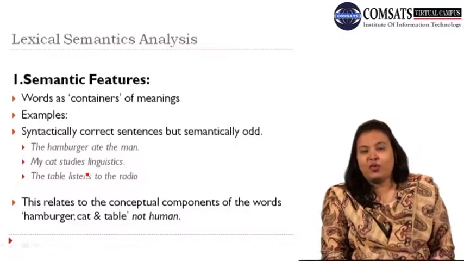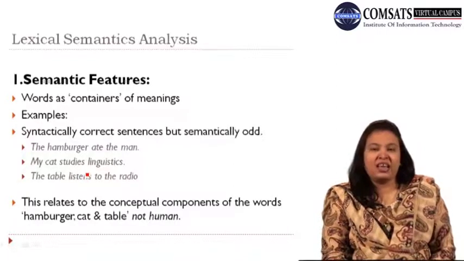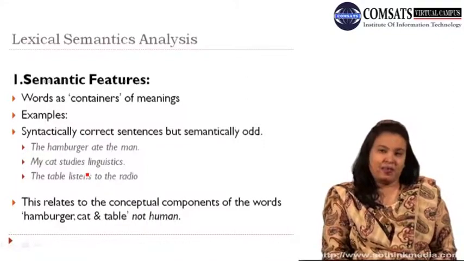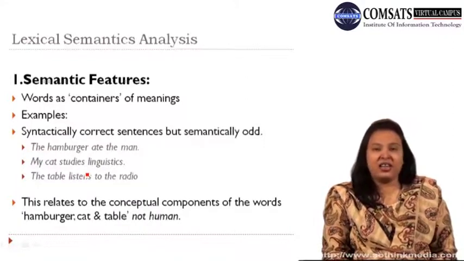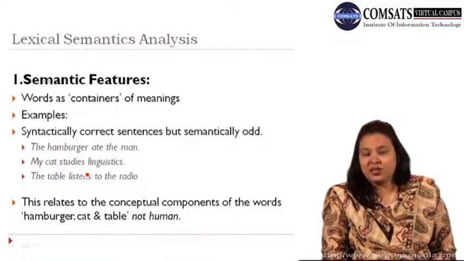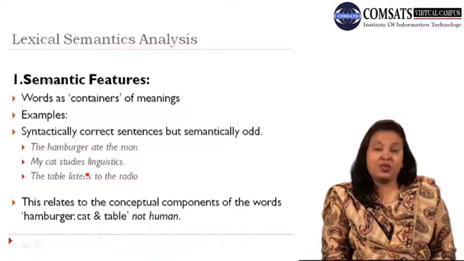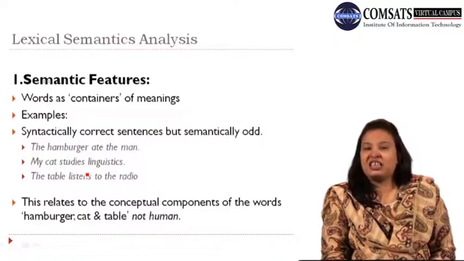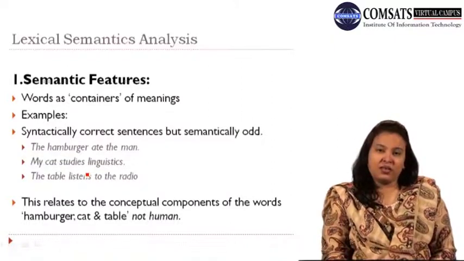So if you look at these three words, hamburger, cat and table, they all contain certain meanings. They are containers of meaning. They have their meanings with them. And such meanings which are contained inside the words are known as the semantic features of those words.